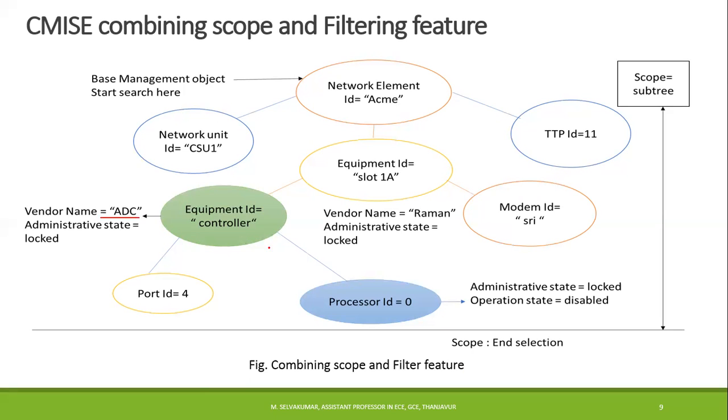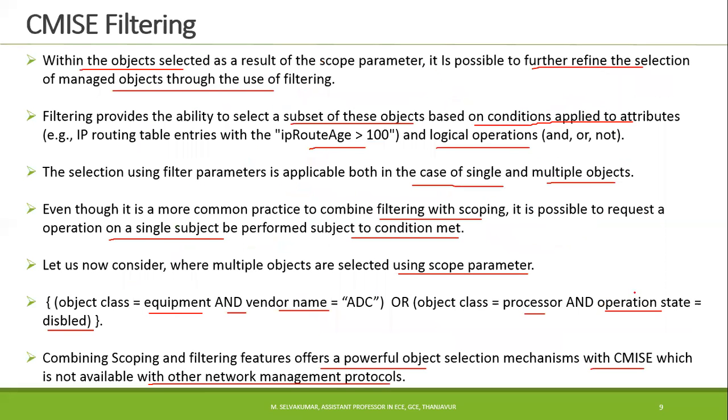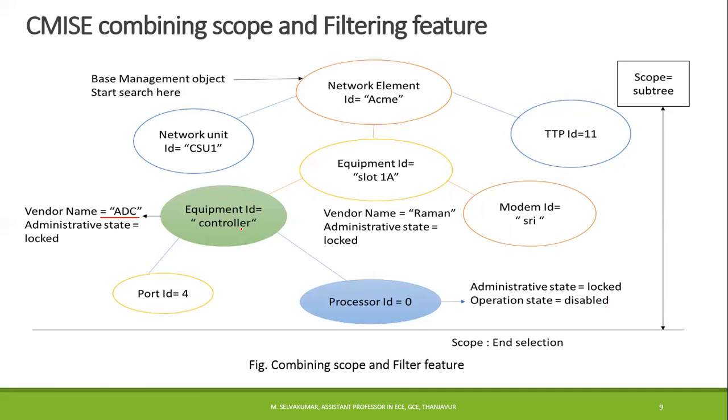The process ID, operation state equal to disabled. Process and operation state equal to disabled. So by using the filtering feature among this network element ACME, this will be selected. Among these, the selected object response will be sent back to the managing systems.